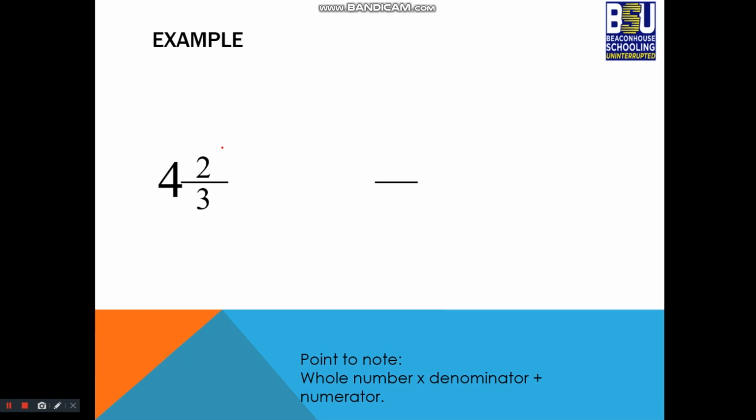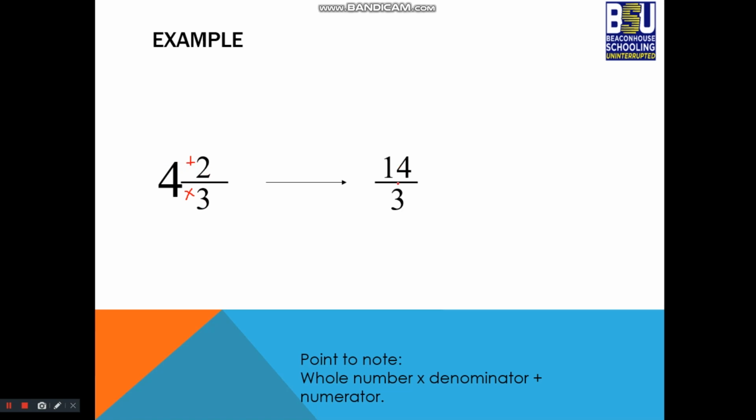Let's solve a few examples. Like 4 whole number 2/3. So what did I say? I said you will multiply the whole number with the denominator, and then you are going to add 2 to it. Like 4 multiplied by 3, what is it? 12. 12 plus 2, 14.